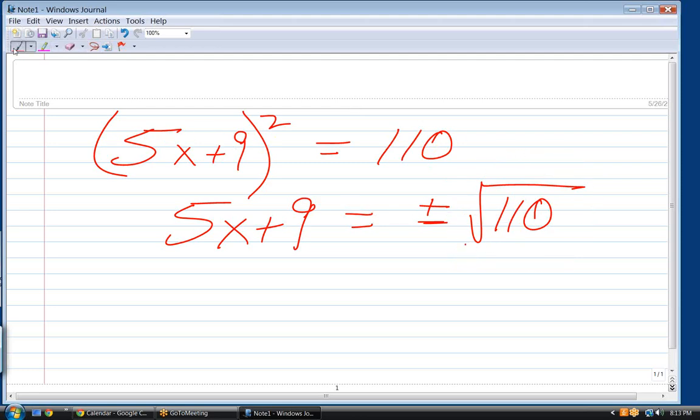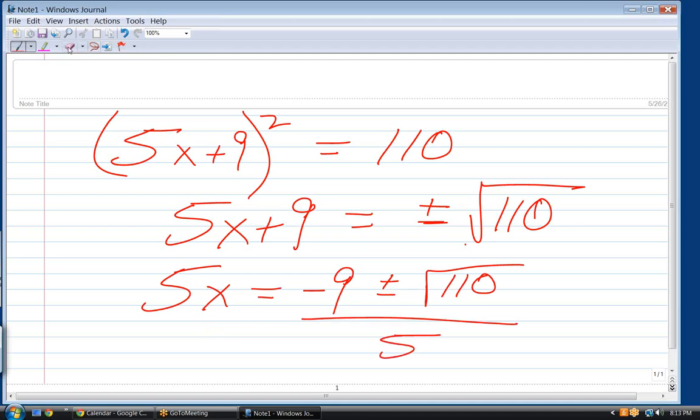But now let's continue to solve it. What's the next step? Just subtract 9. Okay, so now I got 5x equals minus 9 plus or minus the square root of 110. Now what? Divide by 5. So x equals that. Notice, you don't actually simplify to a decimal or anything. Well, I might be able to simplify 110. I don't know. I have to think about it. But what I was going to say is notice how much that looks like a solution from applying the quadratic formula. And that's because it could be solved that way also.